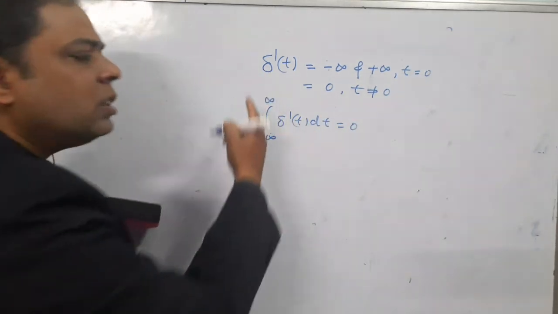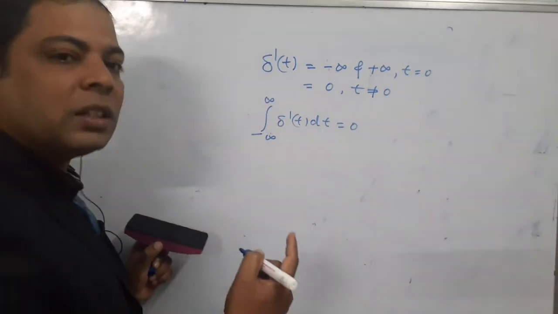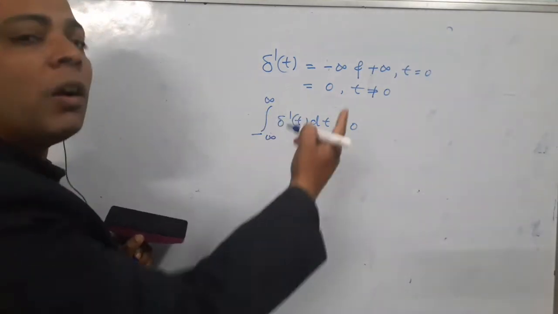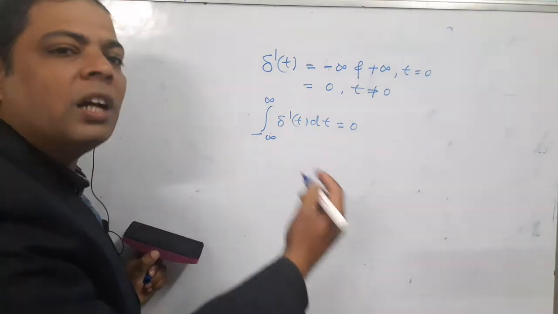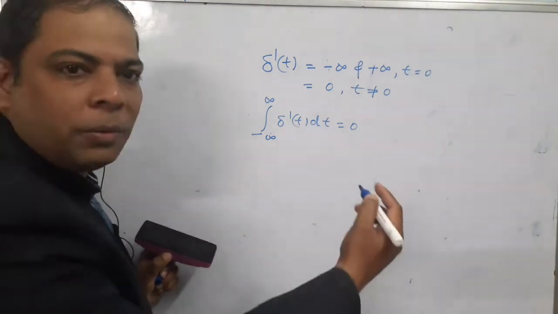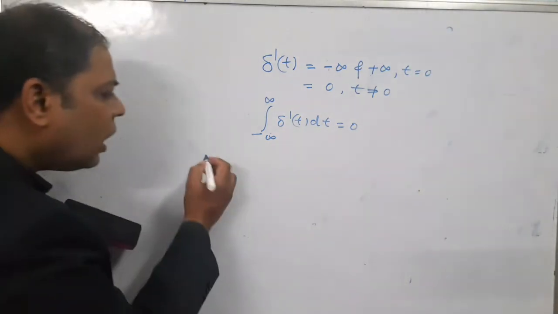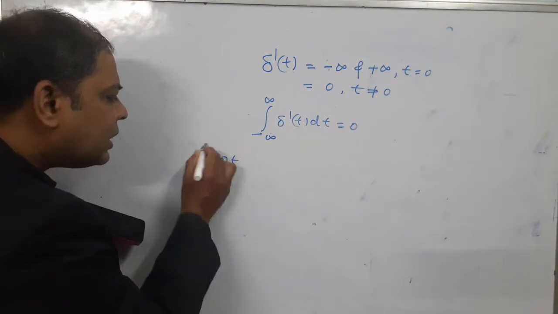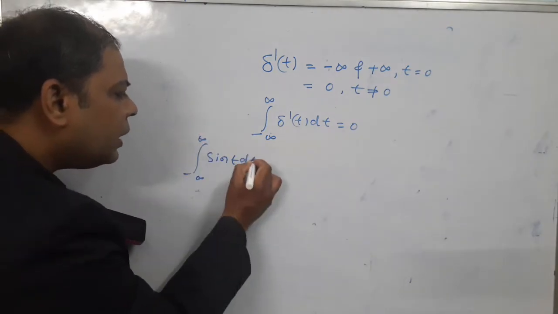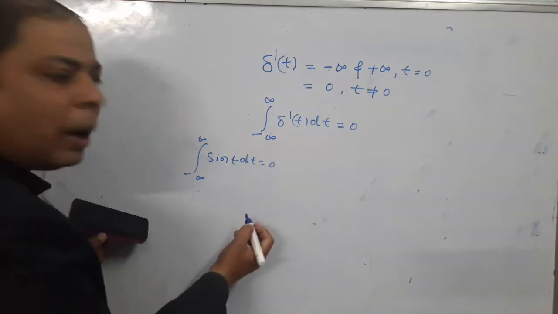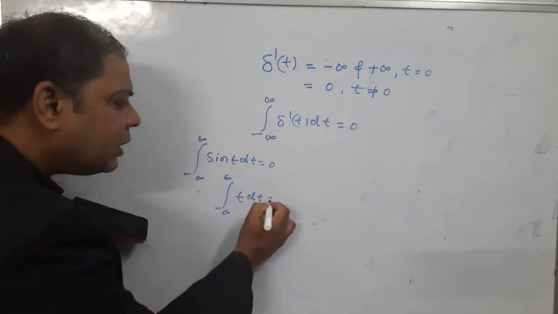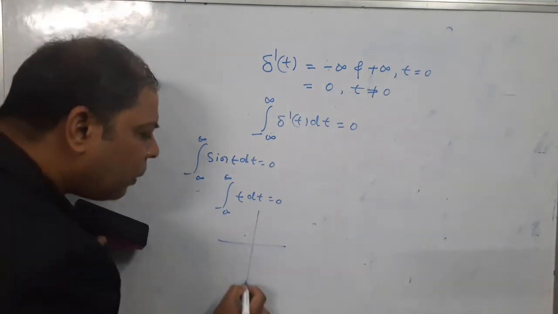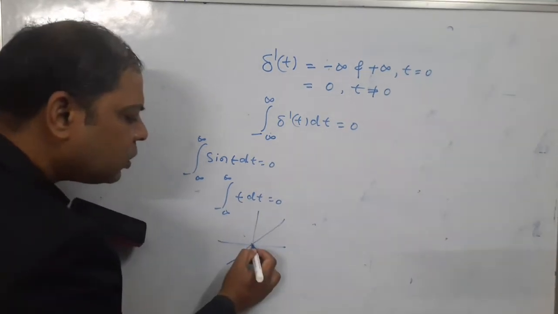Why? Because this doublet function is always an odd function, and whenever you are integrating any odd function from minus infinity to plus infinity, definitely the value will be equal to 0. Any odd function, suppose sin t, integration minus infinity to infinity dt is equal to 0. Suppose a t, integration minus infinity to infinity dt is equal to 0, because t is an odd function. If you plot t, this is an odd function.